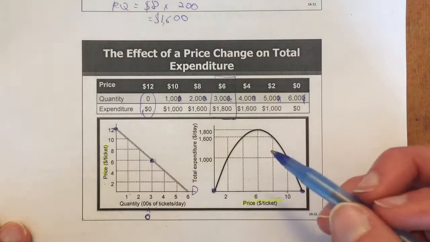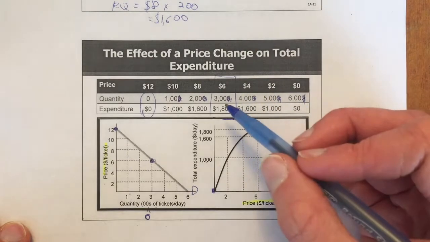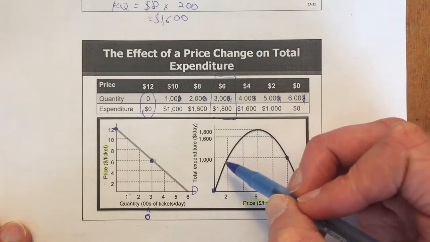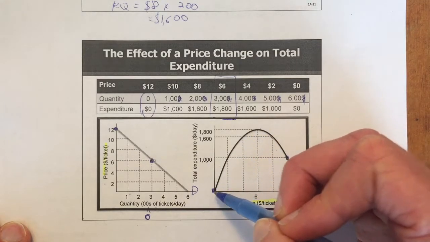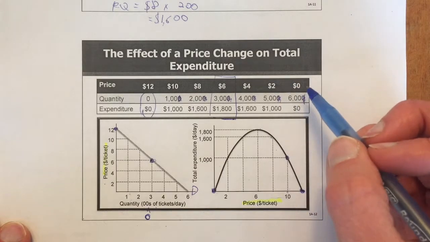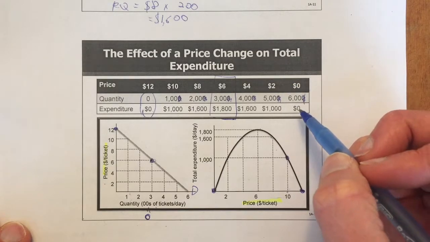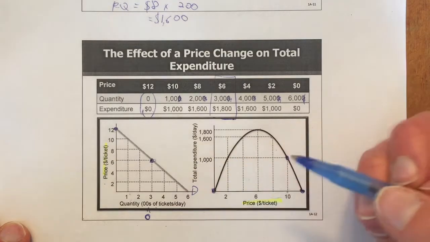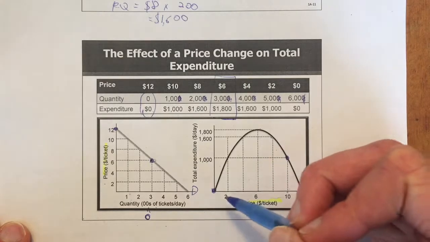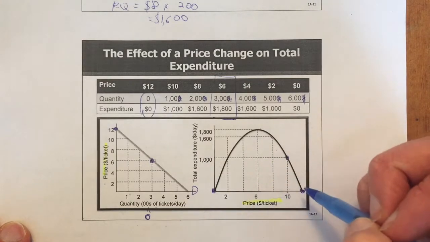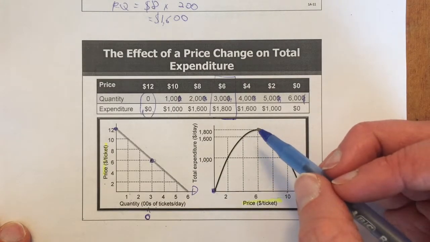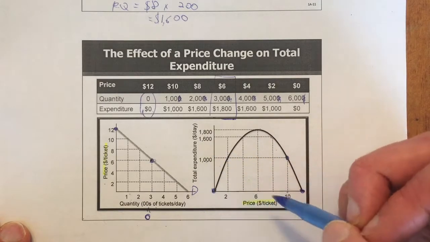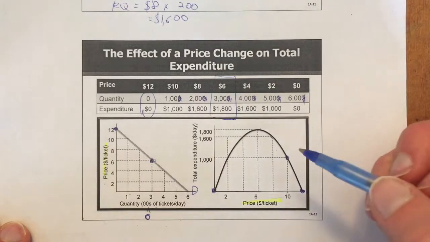So we can see that then after this, if the price continues to drop, total expenditure will also drop. And eventually, if you charge $0 for tickets, then you're going to have zero revenue, and so you're back with a total expenditure of $0. So this curve, it's showing that you can start at $0, reach maximum, and then go back to $0 in terms of total expenditure as shown in its relationship with price.